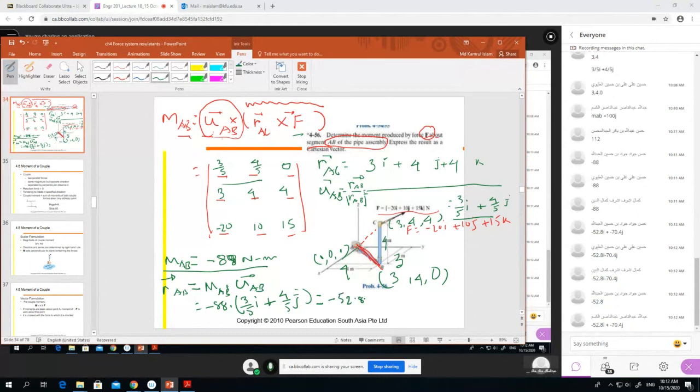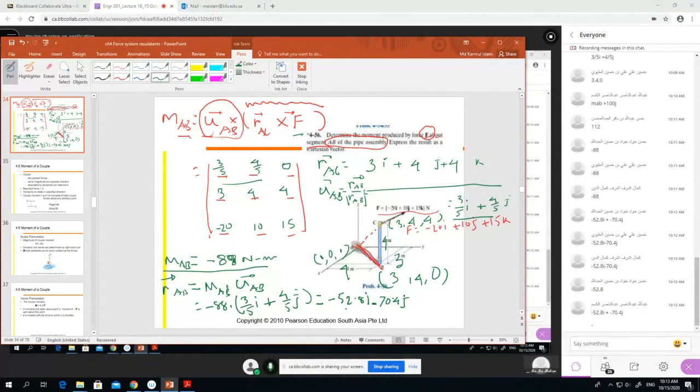Minus 52.8 i minus 70.4 j. Okay, Abdul Nasser. The sign here should be minus, right? This is the vector. Okay, clear? We got the answer. Everyone clear? Clear.